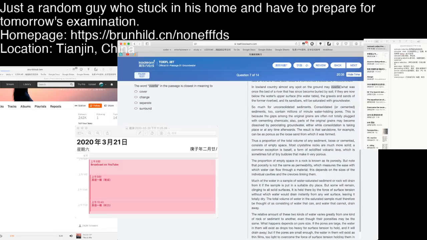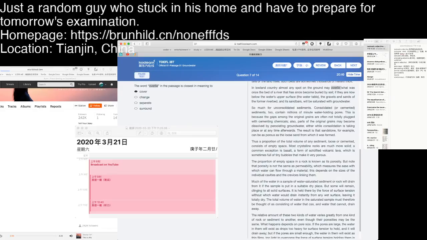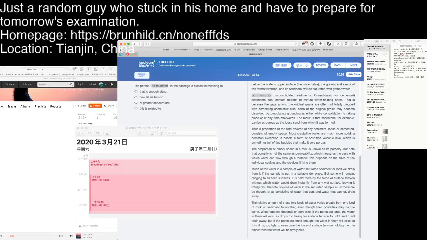I think it's cover, but I don't know. In lowland country, almost any spot on the ground may overlie what. I just choose cover, whatever. Next. And yeah.